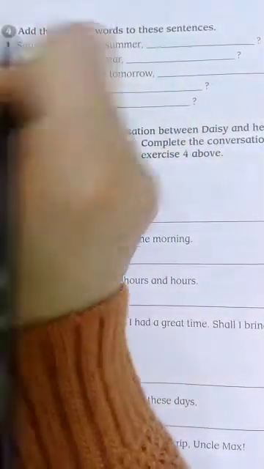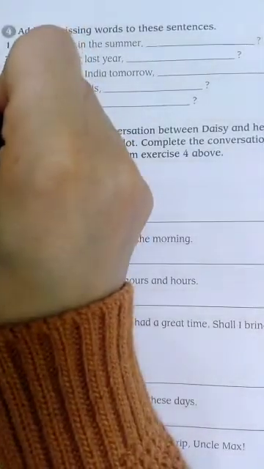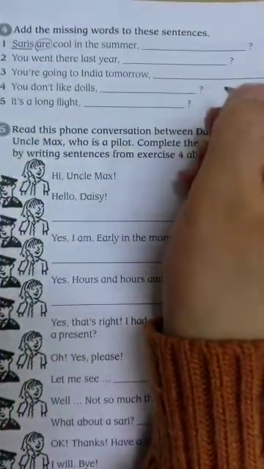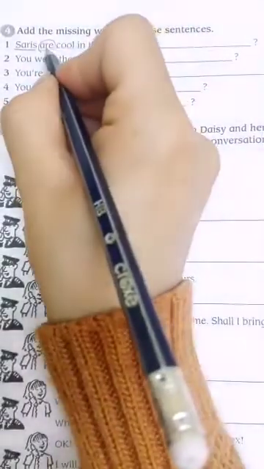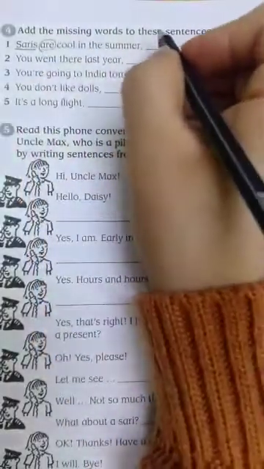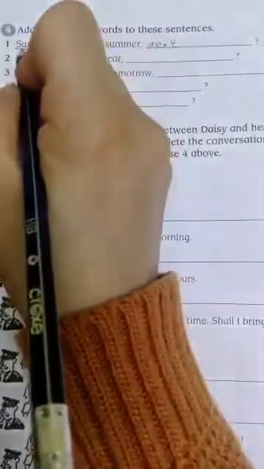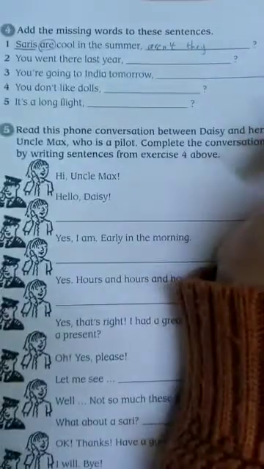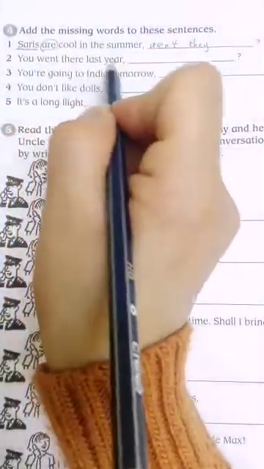Saris are the subject and are is the helping verb. So what do you think the tag question is going to be? Think with me. We have are in the positive form, so it should be aren't, and saris is plural, so we use the pronoun they. Aren't they?